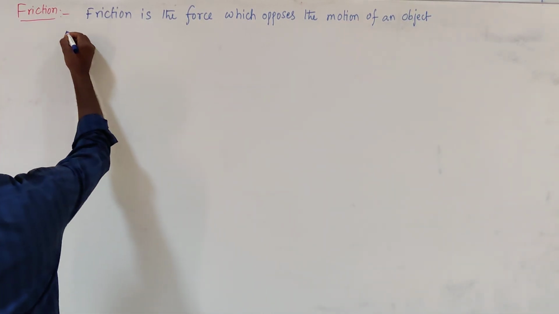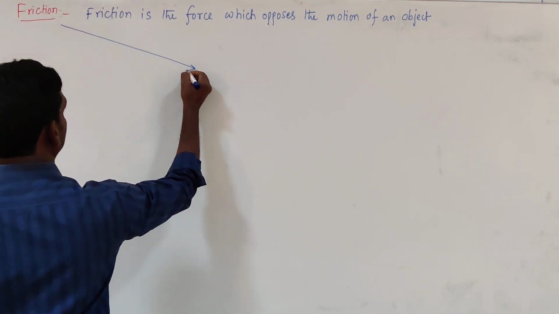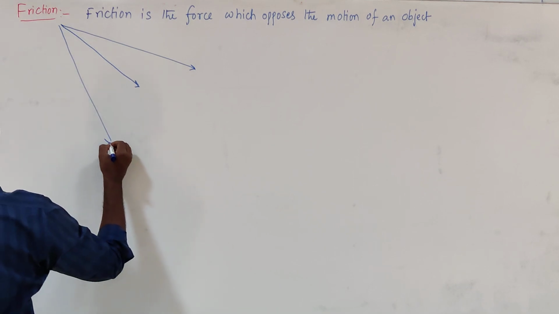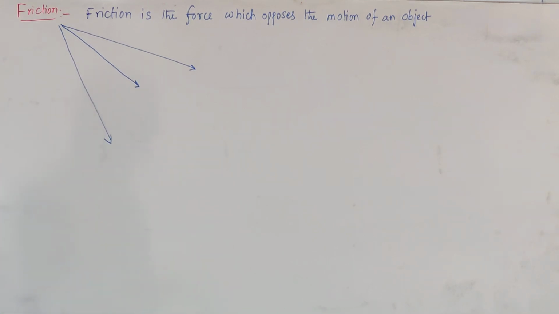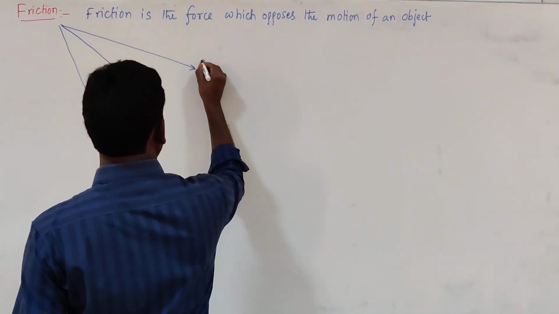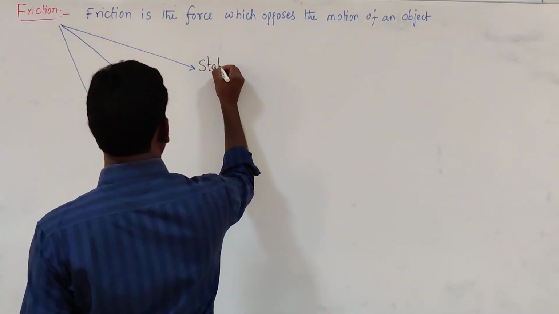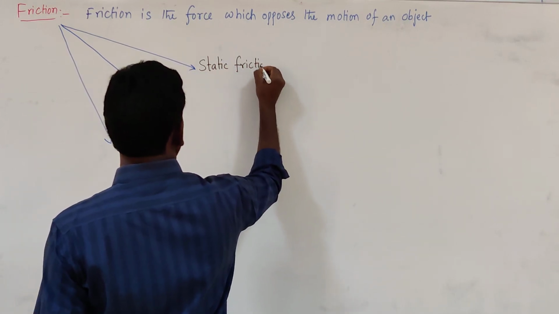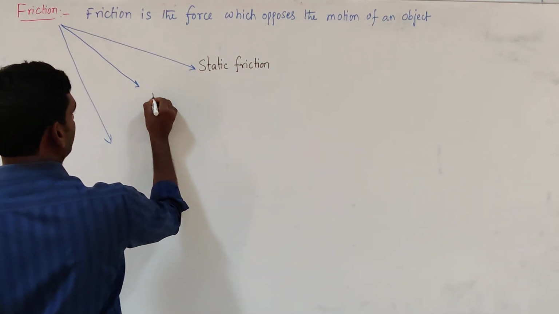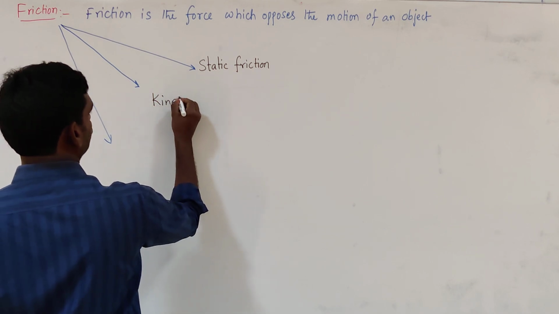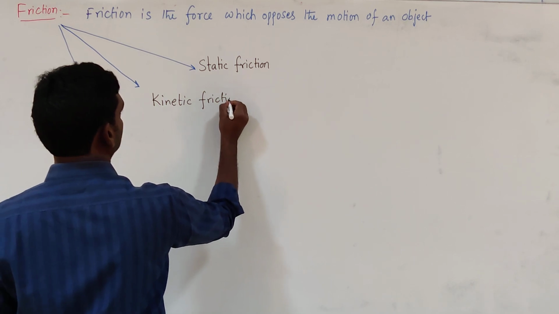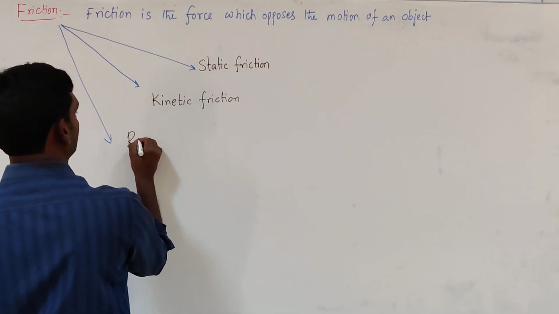Friction is of three types. One is static friction, another is kinetic friction, and one more is rolling friction. The first one is static friction, the second one is kinetic friction, and the third one is rolling friction.